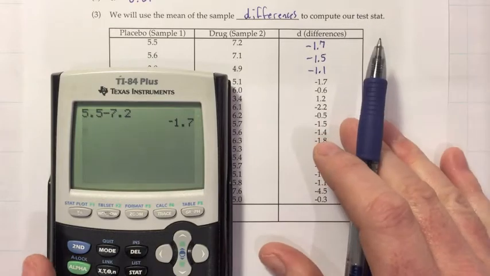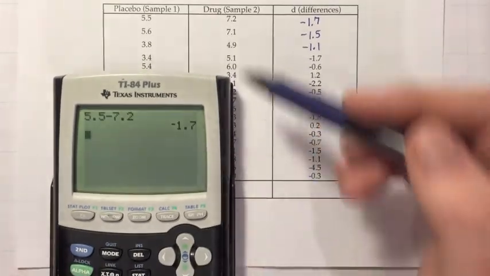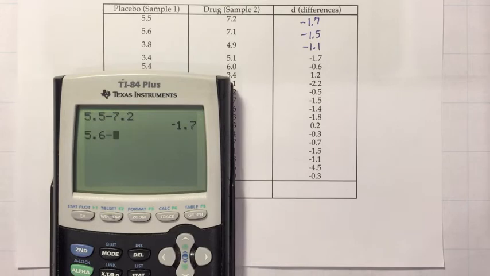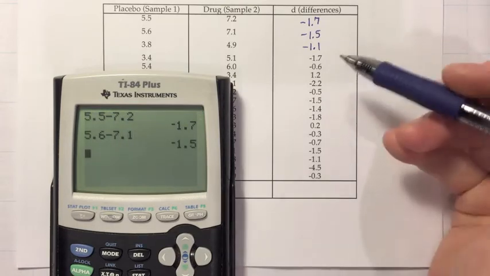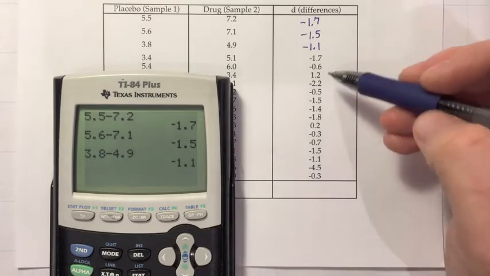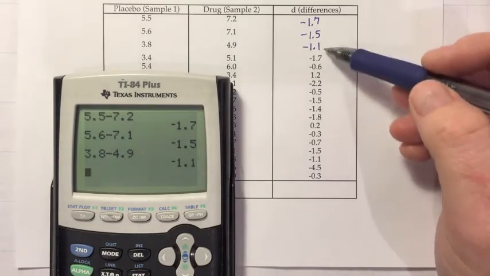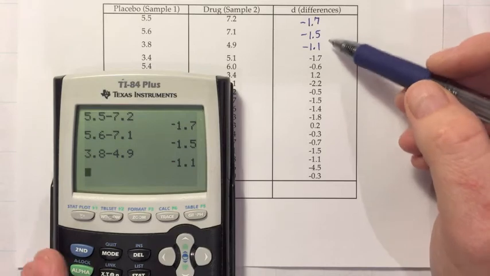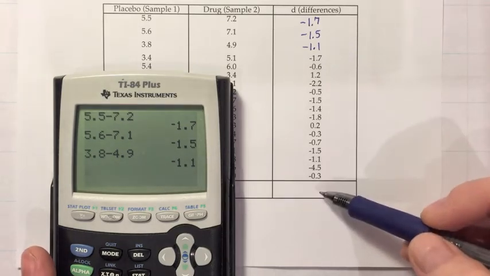And we do the same thing for the next couple people. So person 2, 5.6 on the placebo, 7.1 on the drug, and then person 3, 3.8 minus 4.9, and we get a difference of negative 1.1. So that's how I got those 3. Make sure you fill those in, and then all the rest are filled in for us.